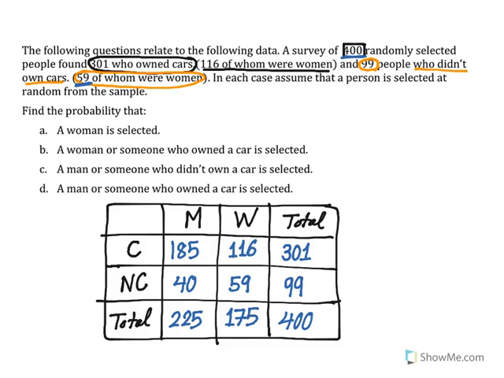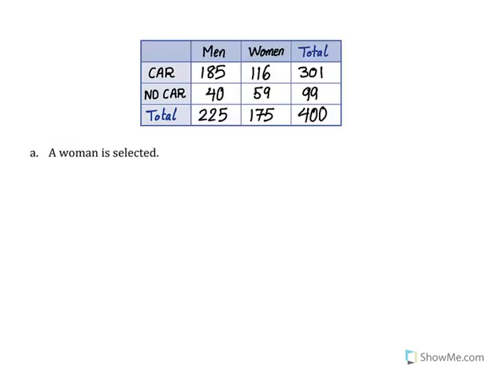Okay. Now that you have made the table, you can start answering questions A, B, C, and D. So I will do them one on each page. Okay, so the table is drawn here already. That's nice. So we have the table in front of us. So find the probability that a woman is selected. So what is the probability of W? By W we mean woman.